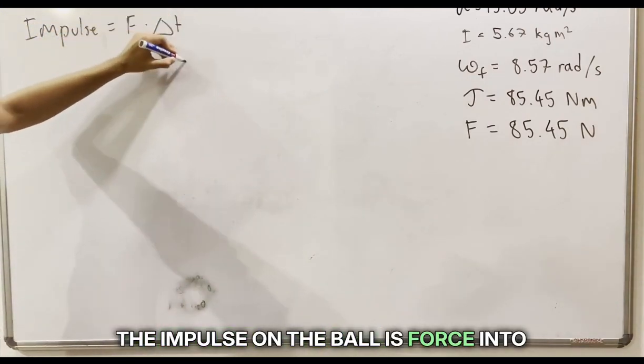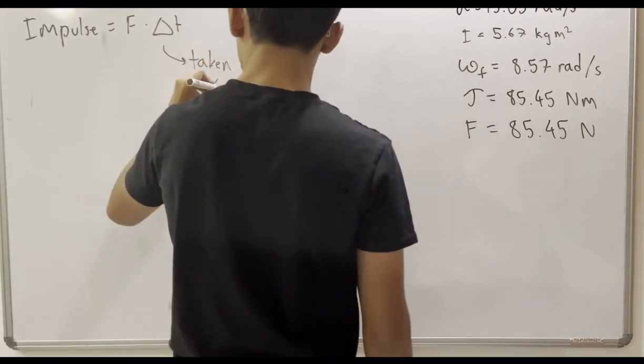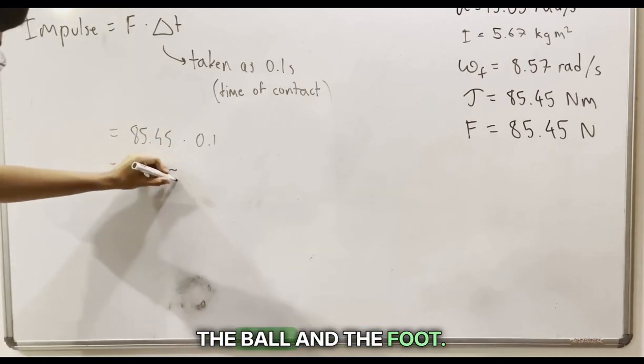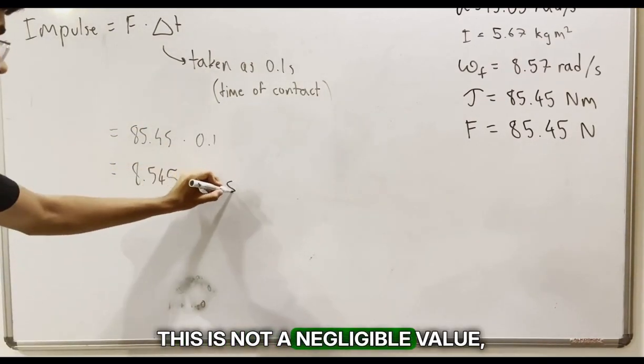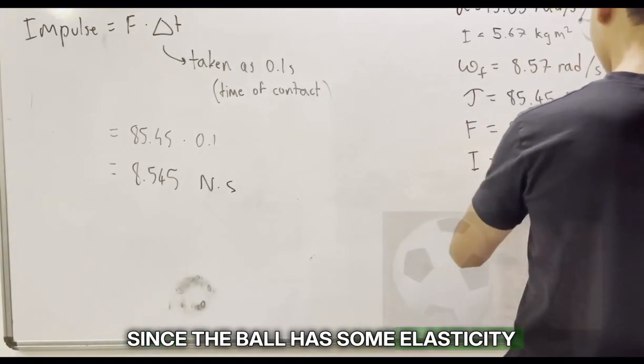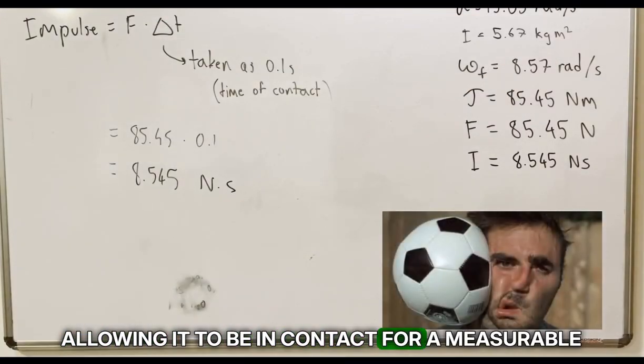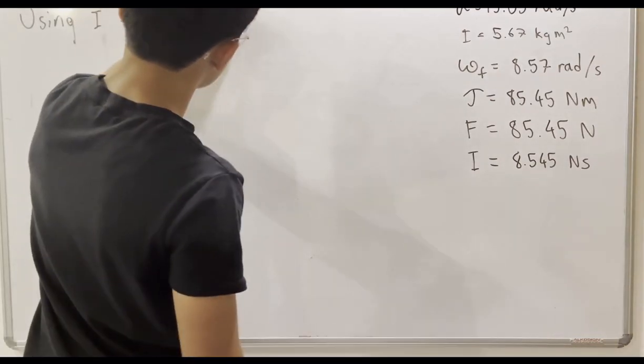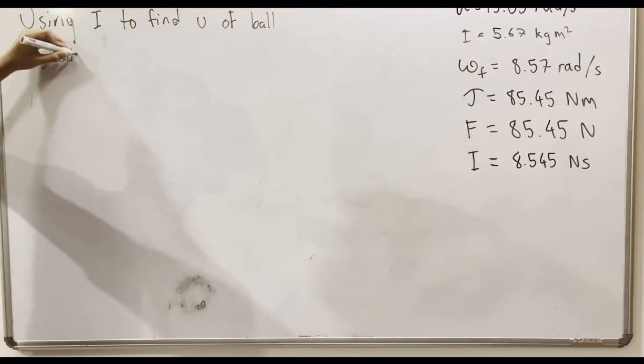The impulse on the ball is force times delta time. We can take delta time as 0.1 seconds, which is the time of contact between the ball and the foot. This is not a negligible value since the ball has some elasticity allowing it to be in contact for a measurable time. Our impulse is thus 8.545 Newton seconds.